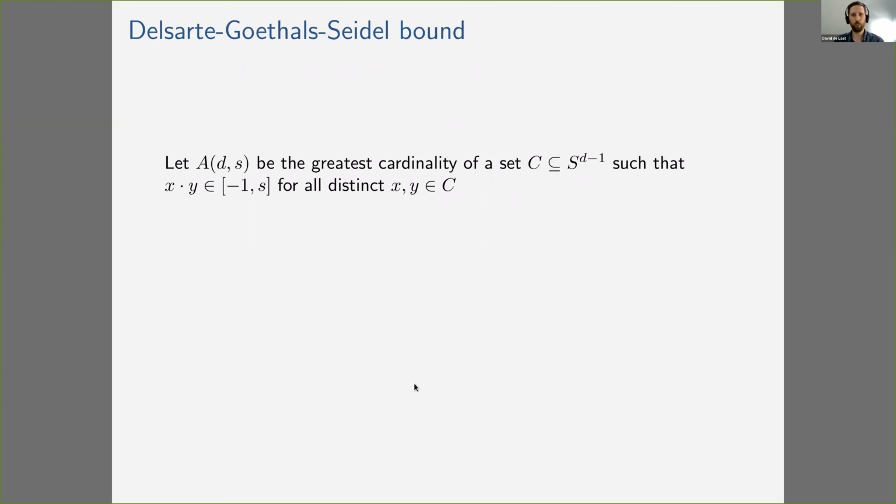Okay, so now I want to go to the compact analog of the Kornelkis bound, or actually this is all older, of course, than the Kornelkis bound. And what can we do here? If you define A_D(S) to be the greatest cardinality over all subsets of the unit sphere where the dot products are in this interval [-1, s] for all distinct x and y in the code, then this is sort of the analog of the optimal sphere packing density, the compact analog of that.